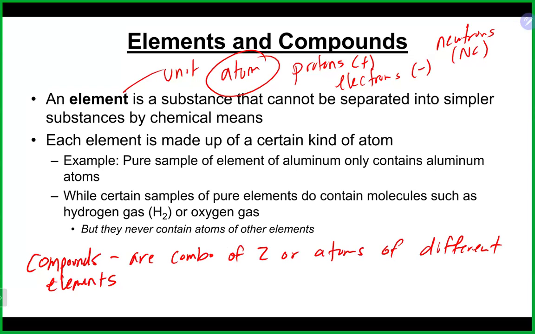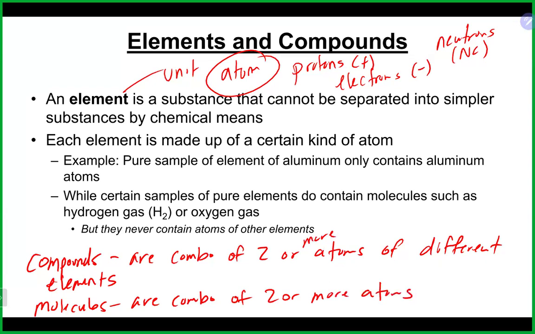Now, there is a word that people sometimes get confused with compounds, and that is the idea of molecules. Molecules are a combination of two or more atoms. So they have very similar definitions, and a compound has to actually be made up of at least two different elements.